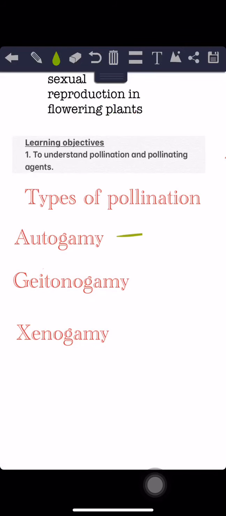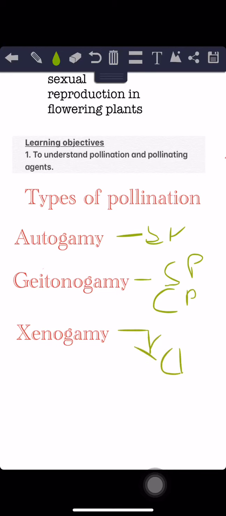Autogamy is a kind of self-pollination only. Always remember, children, autogamy is also a kind of self-pollination. Whereas geitonogamy can be self-pollination or cross-pollination. Whereas xenogamy is a typical kind of cross-pollination. How? Let's see.